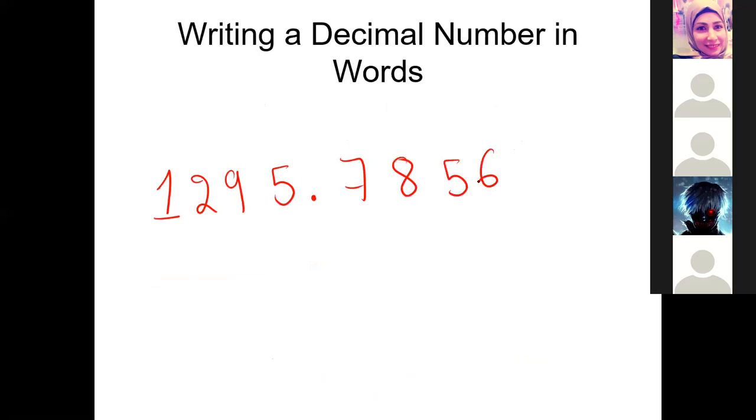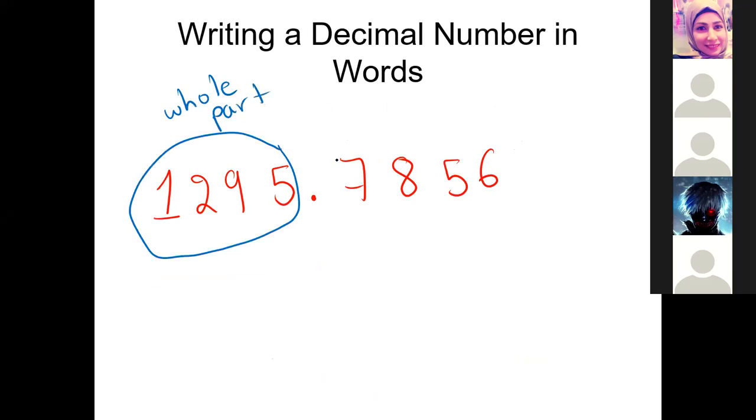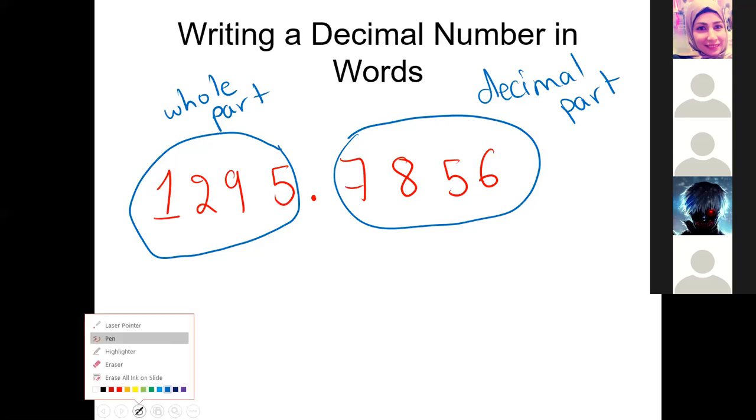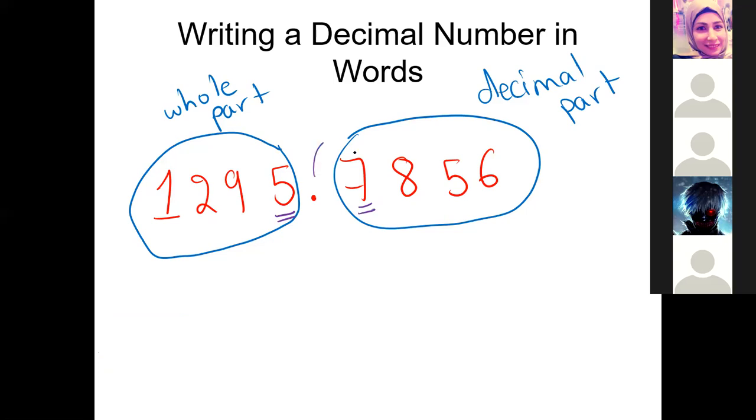For example, Adam, if we have 1295.7856, we want to know the place value of each digit. With this decimal number, we always start with the whole part, and 7856 is the decimal part. I always start the place value with the two digits that are next to the point. Who are the two digits next to the point, Adam? In the whole part, the 5 and the 1. I start with the 5, which is next to the point. And in the decimal part, we start with the 7, the digit next to the point, on each side. Okay? Clear till now?